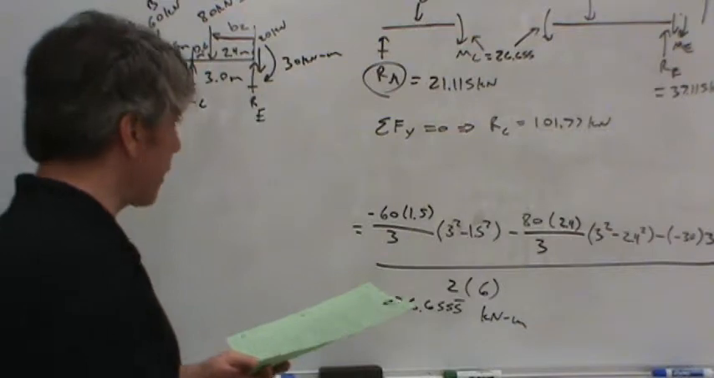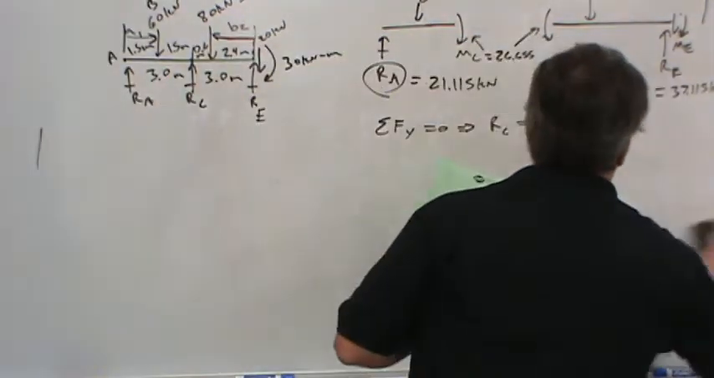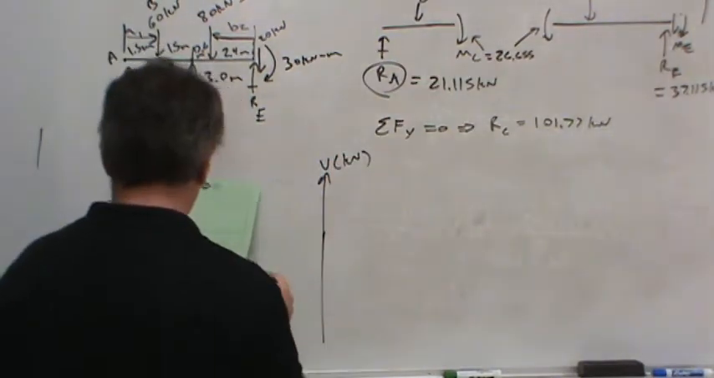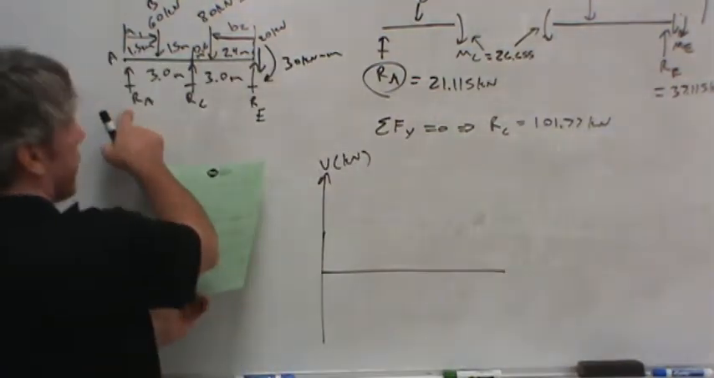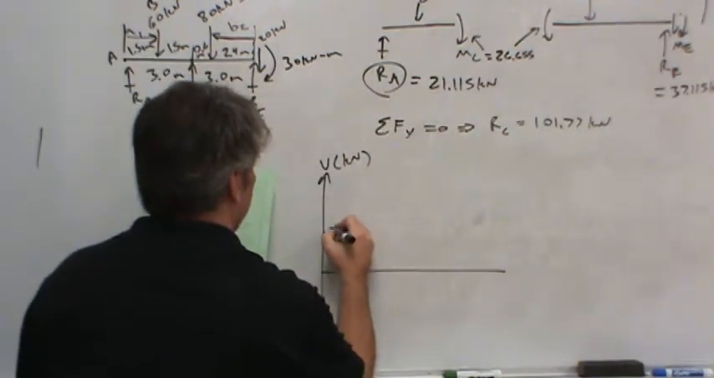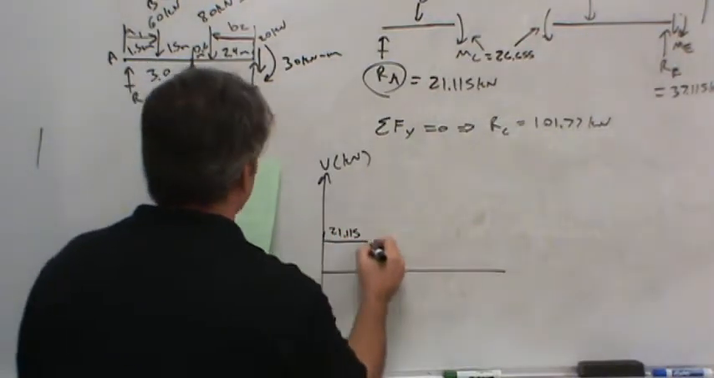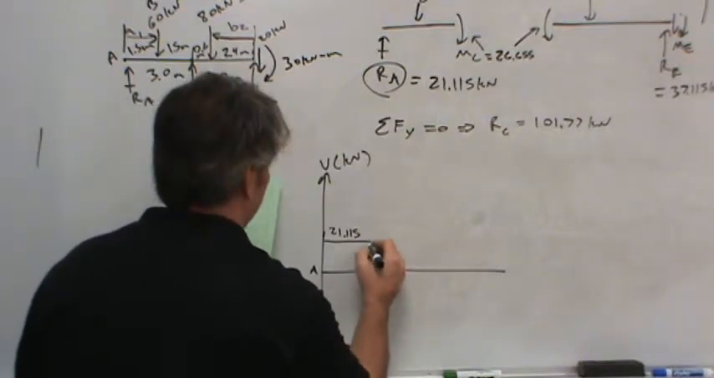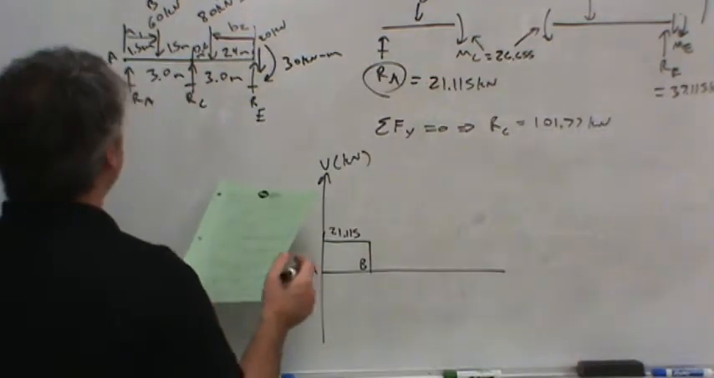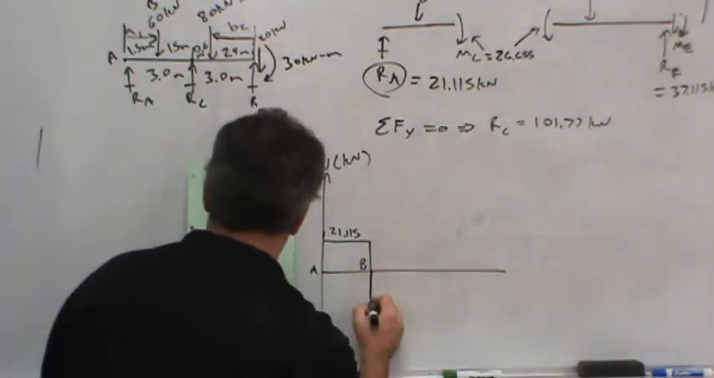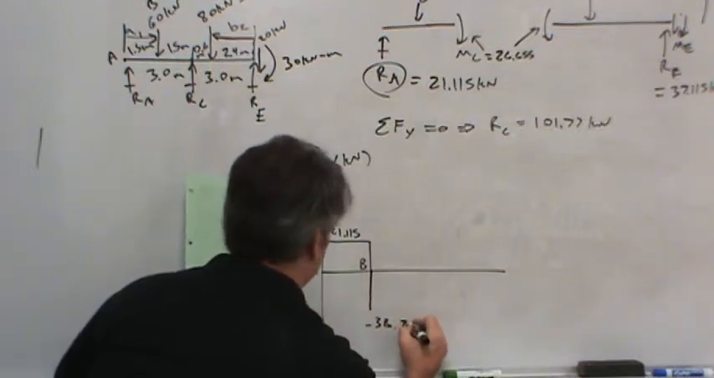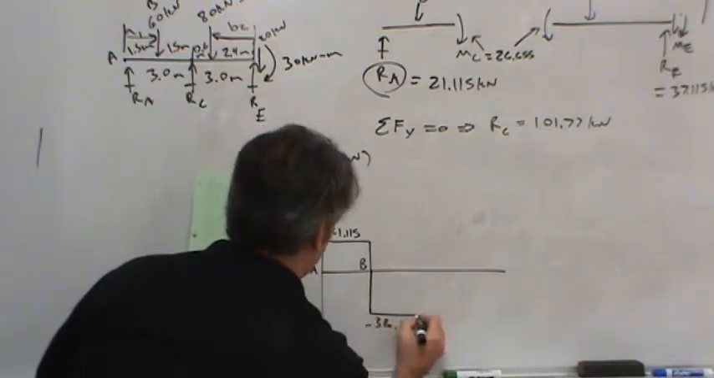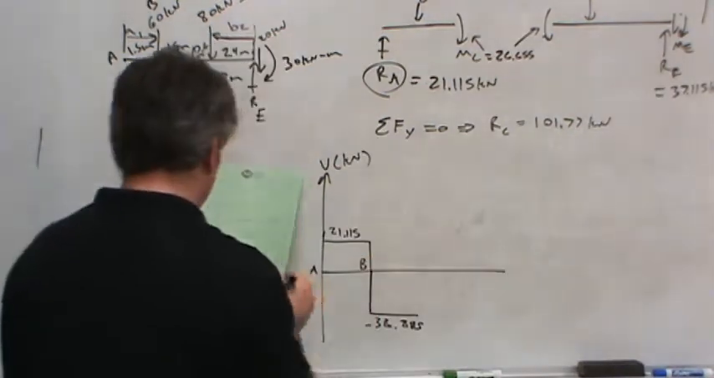The last thing to do is draw the shear and moment diagrams. That's actually not too bad. The shear in kilonewtons starts off with the reaction at A, which is 21.115 kilonewtons. That goes over 1.5 meters to point B. At point B, there's a 60 kilonewton load, so that's going to take us down to negative 38.885, which we move over then another 1.5 meters, experience a load of RC, 101.77.